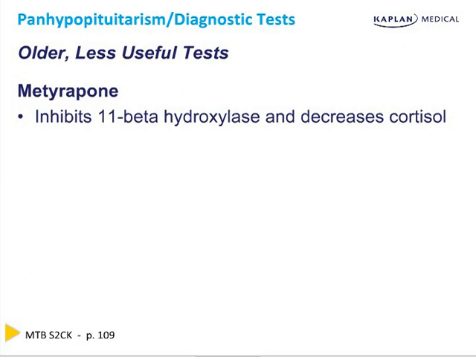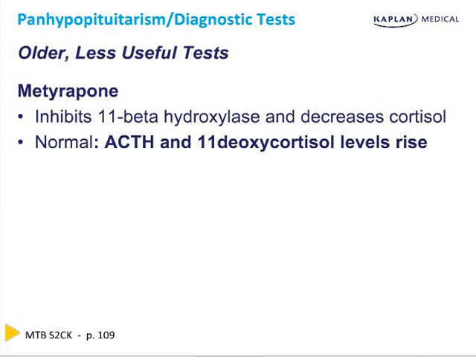So if you had a person who's 11-beta hydroxylase deficient and has low cortisol, the ACTH level should be, in a normal person, up. If you have an ACTH and 11-deoxycortisol level that rise, it means that you have a normal person. If I shut off cortisol, a normal person should raise their ACTH to stimulate the adrenals. If you give metirapone and the ACTH level stays low, your pituitary is not working.